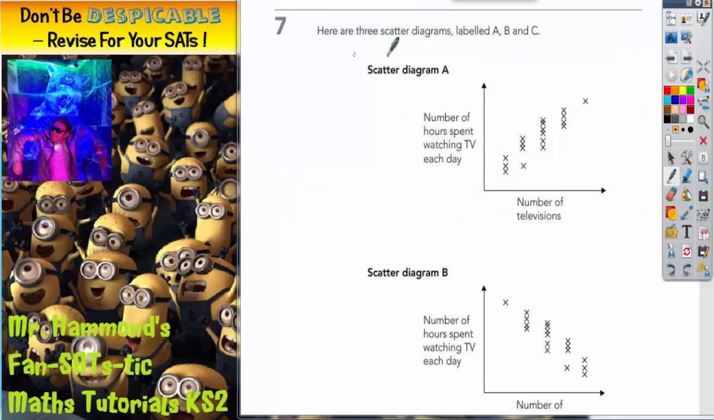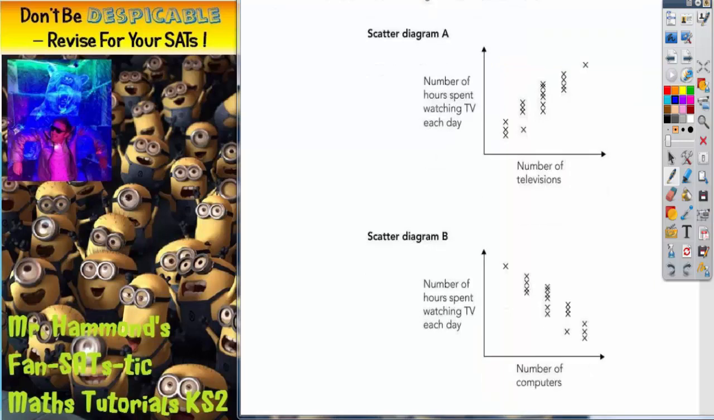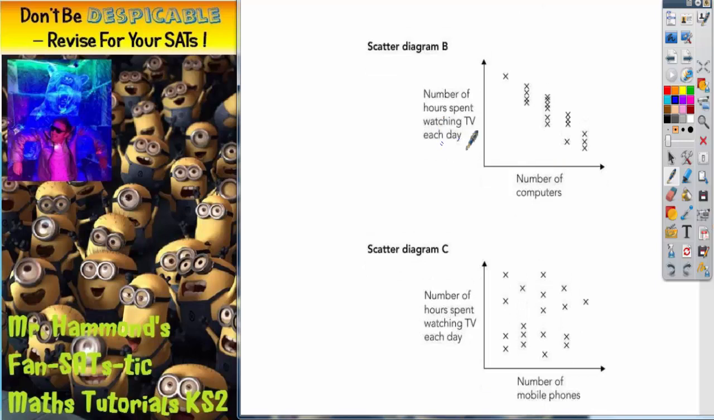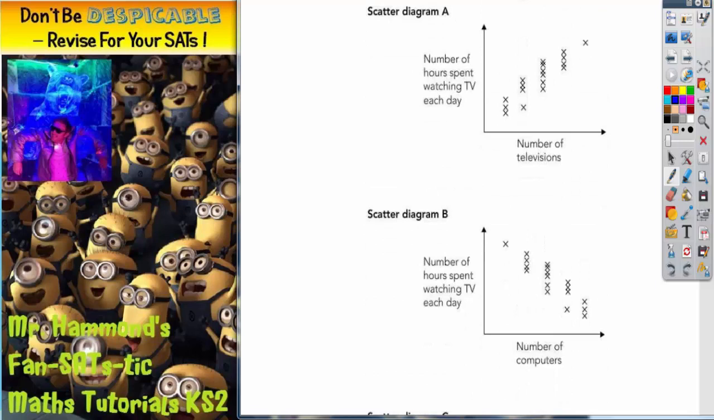Question 7. Here are 3 scatter diagrams labelled A, B and C. Well, this is obviously an investigation into the causes and influences on how many hours that we spend watching TV each day, because all 3 diagrams are looking at number of hours spent watching TV each day. But each diagram is comparing it with a different thing.